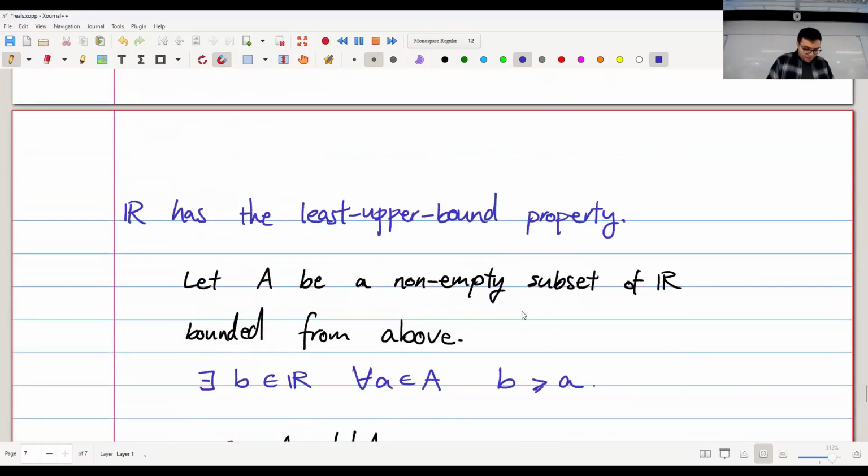So R has the least upper bound property. Whenever you have a subset of real numbers that is bounded from above, you always have a least upper bound. And of course, combining this with the previous theorem means that whenever you have a subset of real numbers that is bounded from below, you have a largest lower bound.